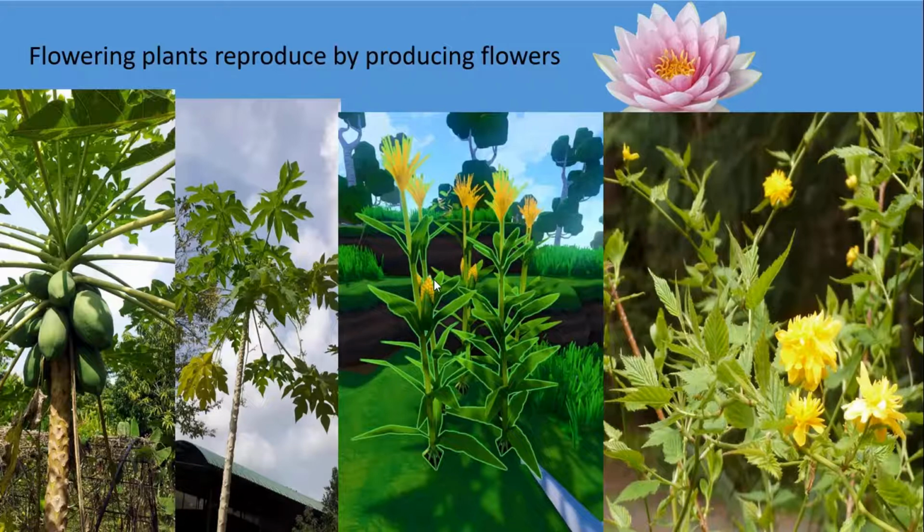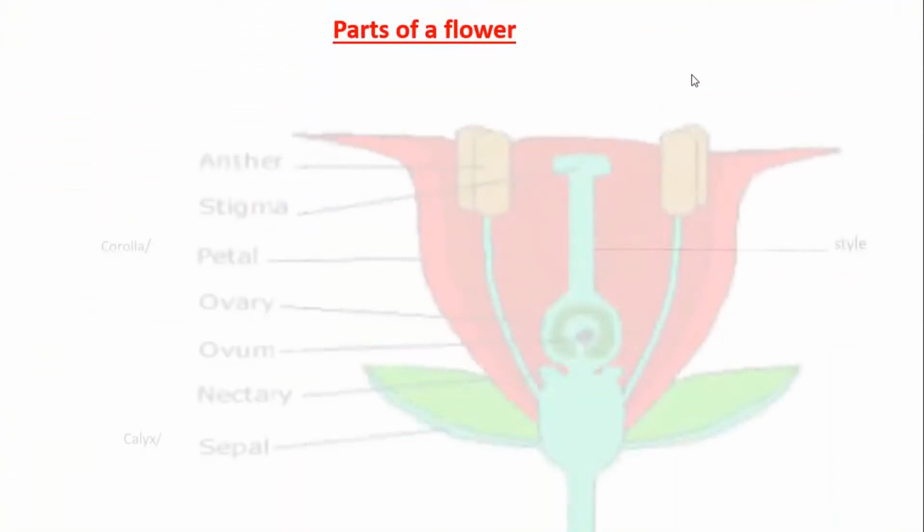It has flowers, but it has two flowers. The top part is the male flower, and this one is the female flower. Then this other plant has a flower of this kind, which has both male and female parts inside the flower. We'll be looking at what pollination is, but let's discuss the parts of a flower first.